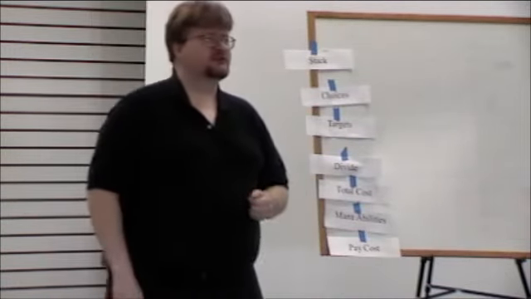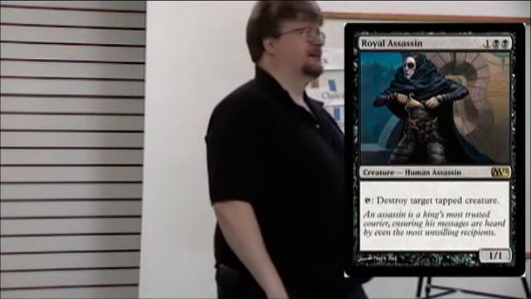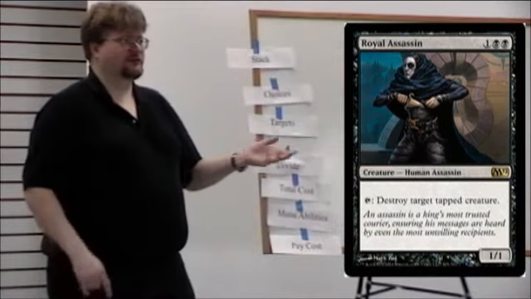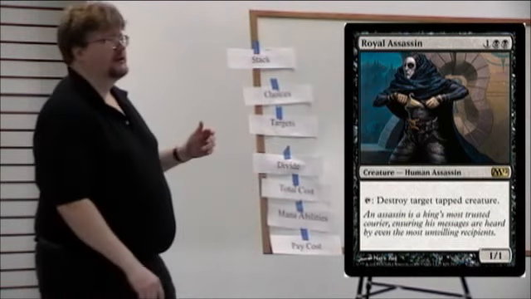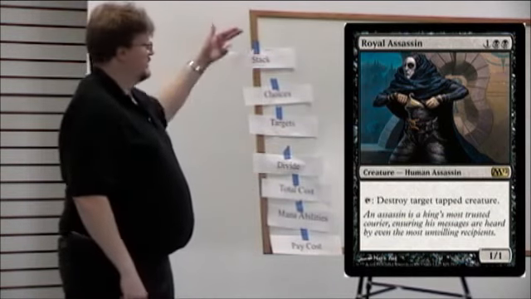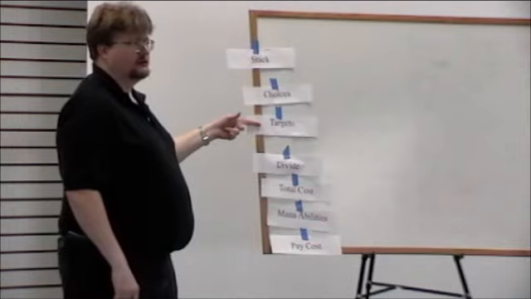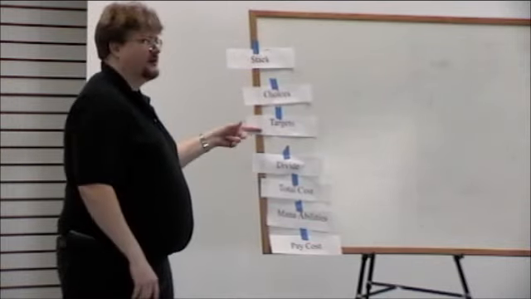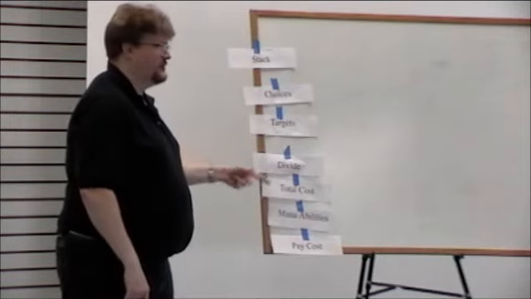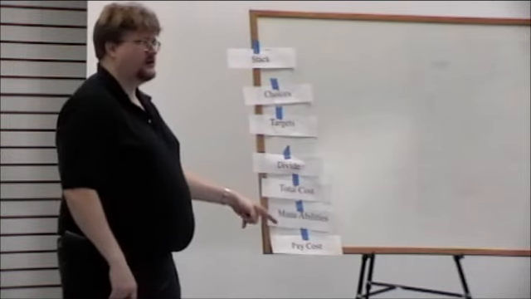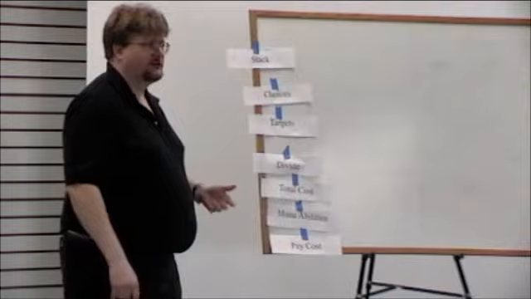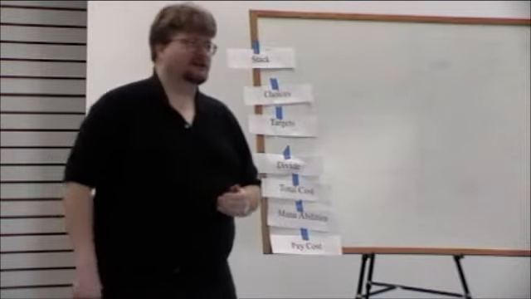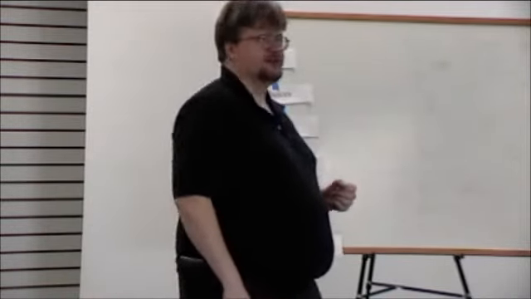Can Royal Assassin commit suicide? Joe? Either it starts out untapped, in which case it wouldn't be a legal target at the time I have to choose a target, or it is tapped, in which case it would be a legal target by the time I announce the target, but I don't have the resource necessary to pay the cost of tapping it. So, exactly as you said, Royal Assassin cannot commit suicide.